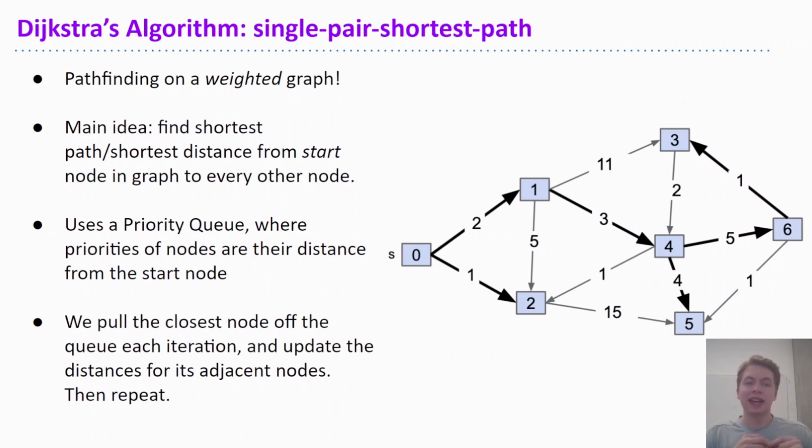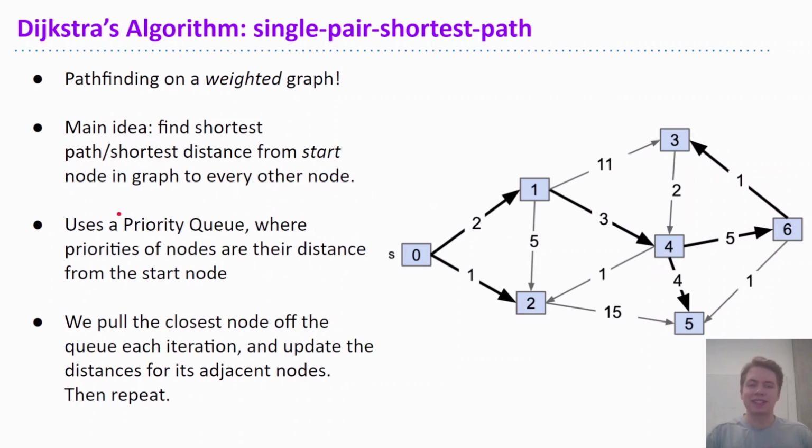And instead, we'd have to use another algorithm called Dijkstra's algorithm. So this is how we perform path finding on a weighted graph. And the main idea is to find the shortest path or the shortest distance from the start node in our graph to every other node you can get to in that graph. And we can see the resulting minimum cost tree here, which contains the minimum cost path from S to every other vertex in this graph. And if we implemented BFS with a queue and DFS with a stack, Dijkstra's is the algorithm that uses a priority queue.